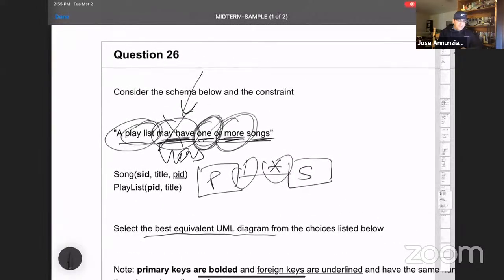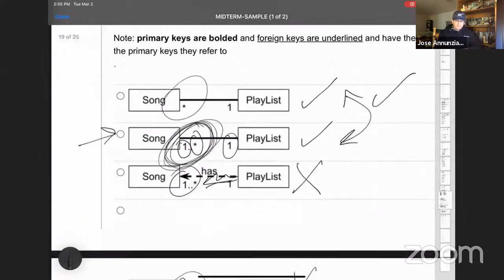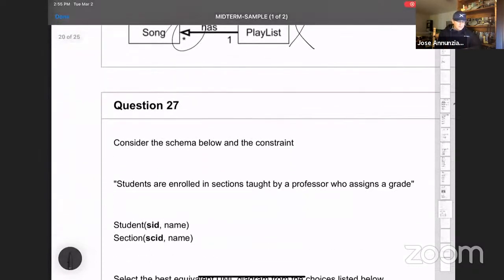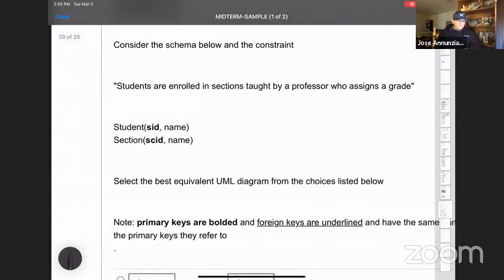Right? But because it has the "may" in front of it, it says, well, I don't really know how many. Okay, so I go with the first one. Okay, so let's go with this one.